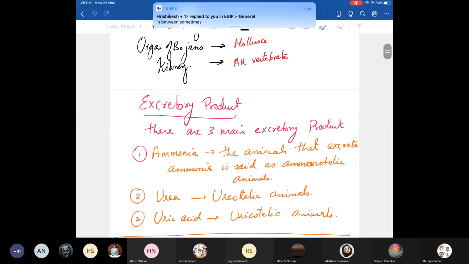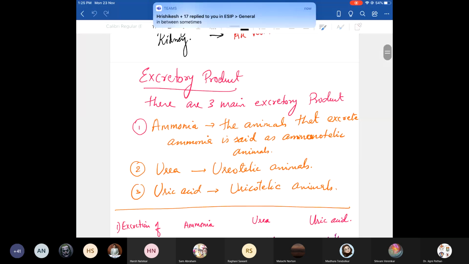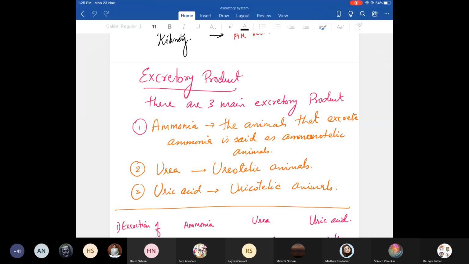Okay, ma'am. Now, excretory products. What are the excretory products? There are three main excretory products: ammonia, urea, and uric acid. The animals that excrete ammonia are said to be ammonotelic animals. The animals that excrete urea are ureotelic animals. The animals that excrete uric acid are uricotelic animals. So, basically, different animals excrete different products based on the habitat where they live.